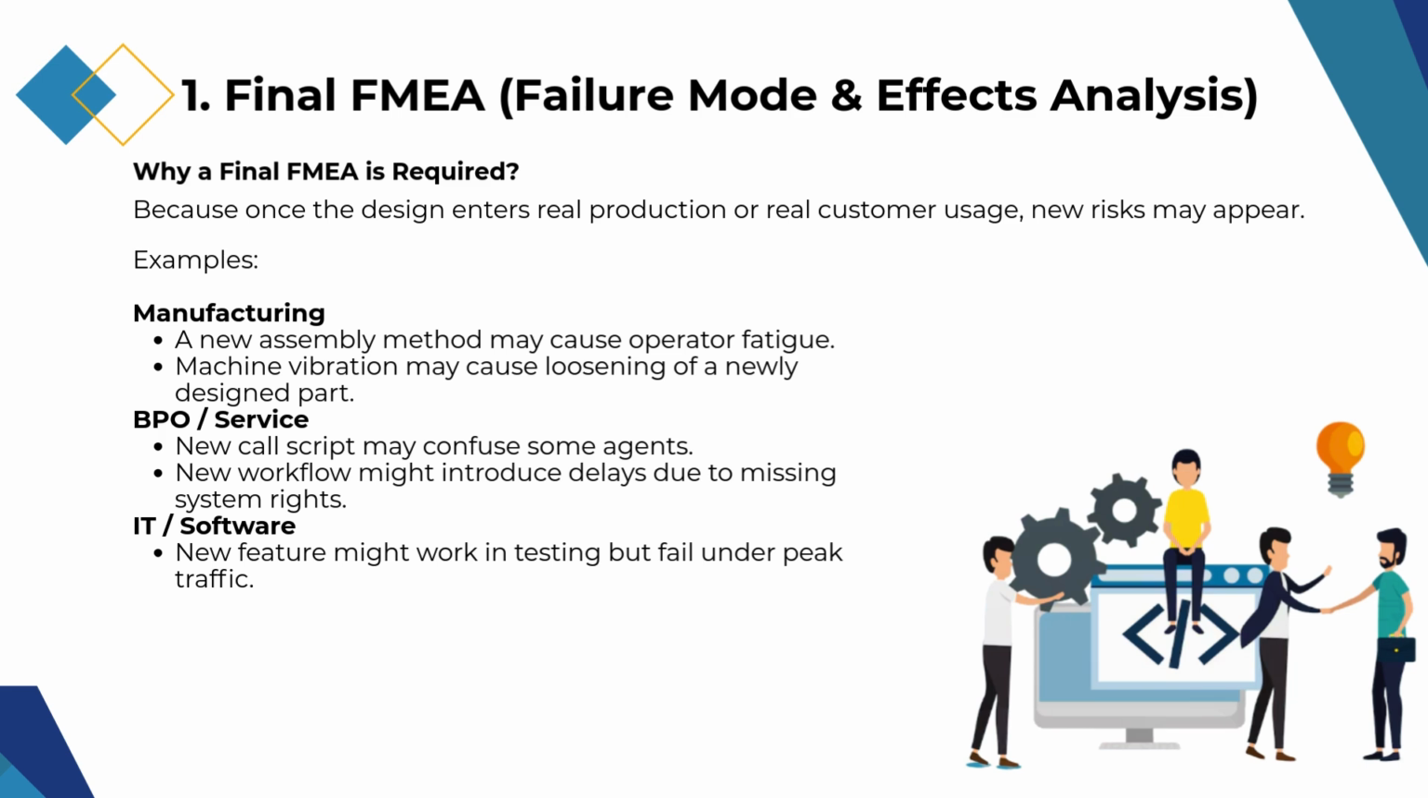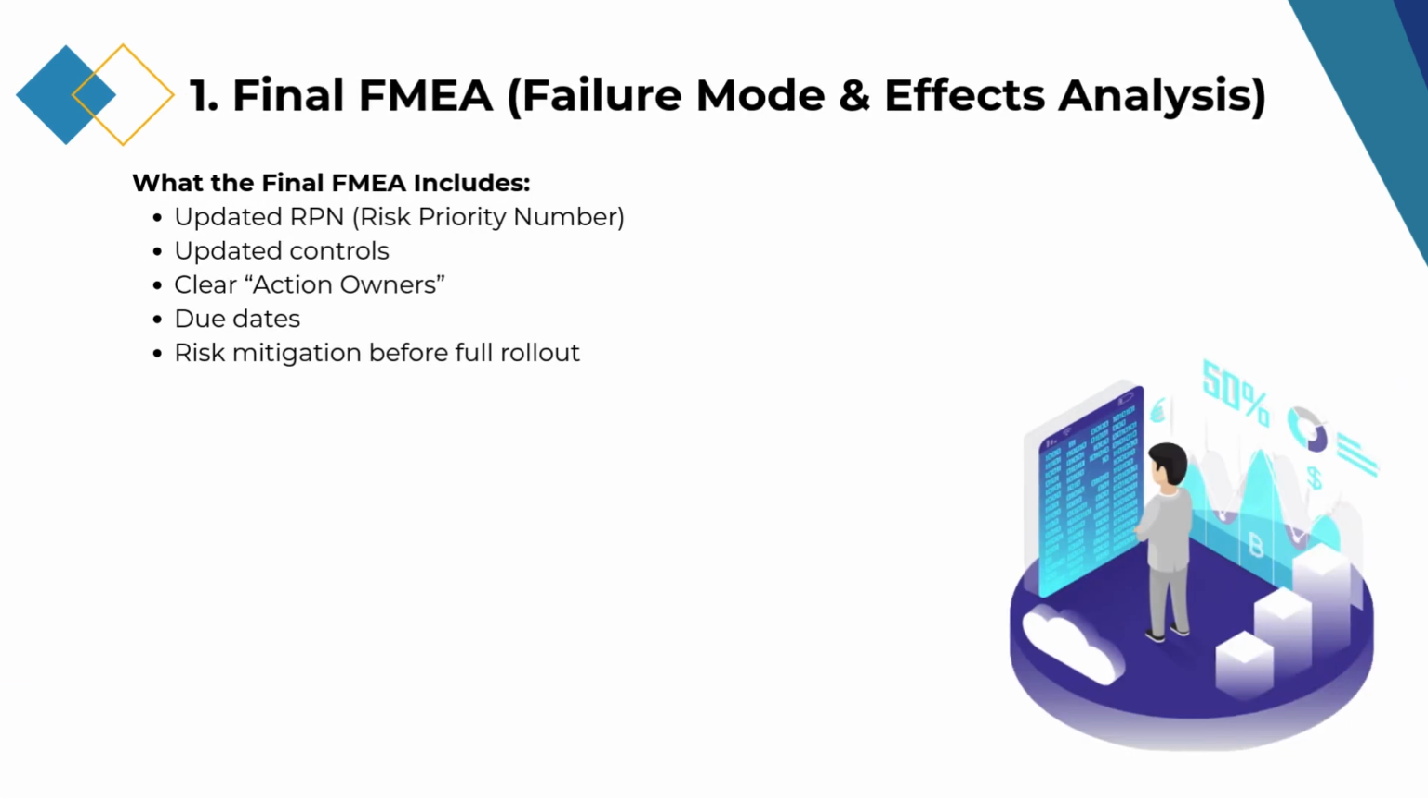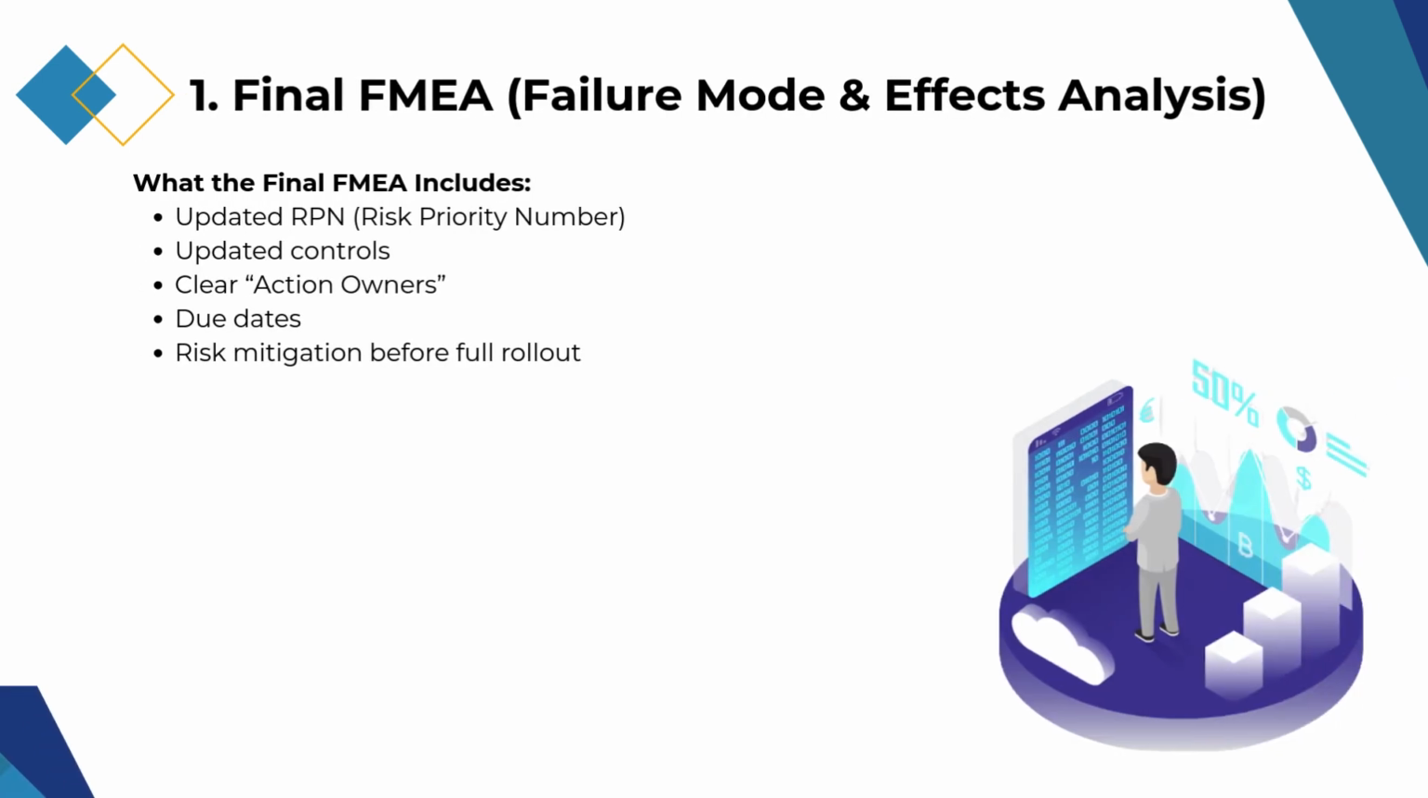Once a design is used in real conditions, new risks can appear in manufacturing, service, or IT processes. The final FMEA helps identify these practical risks early so they can be controlled before impacting customers or operations. This slide outlines what a final FMEA contains, including updated RPN values, revised controls, and clearly assigned action owners with due dates. The goal is to mitigate risks before full rollout and ensure the process is ready for implementation.